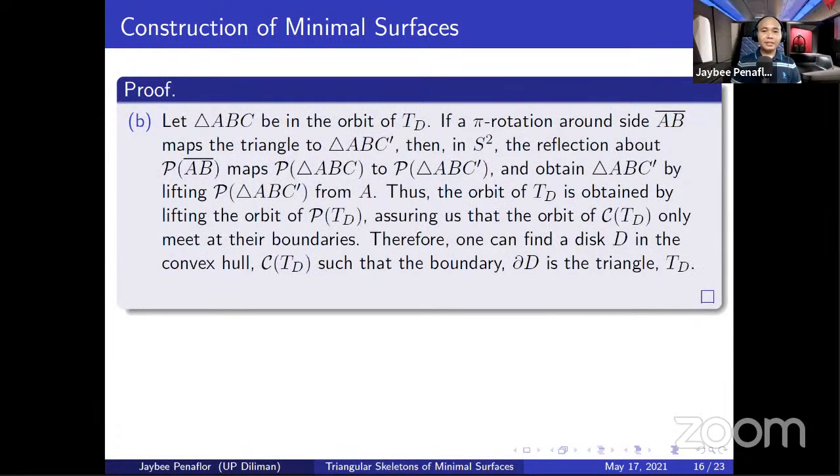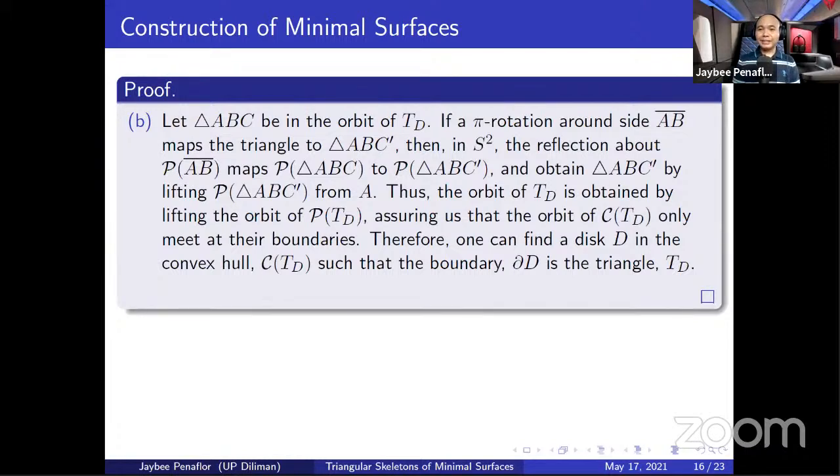Secondly, let triangle ABC be in the orbit of T sub D. So let's consider one particular triangle in the orbit of T sub D, triangle ABC. Remember, triangle ABC is in S^3/2. Consider now a pi rotation around the side AB. Essentially, you're just reflecting it along the side AB. This pi rotation allows you to map the original triangle to another triangle, triangle ABC prime.